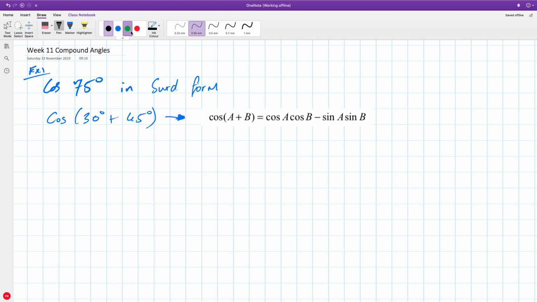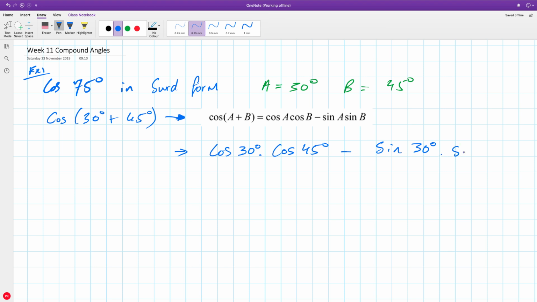So, first things first, my A is equal to 30 degrees and my B is equal to 45 degrees. So in a compound formula, that is equal to the cos of 30 degrees by the cos of 45 degrees minus the sine of 30 degrees by the sine of 45 degrees. And then we use the values from our tables.